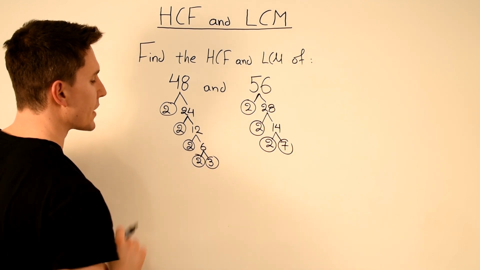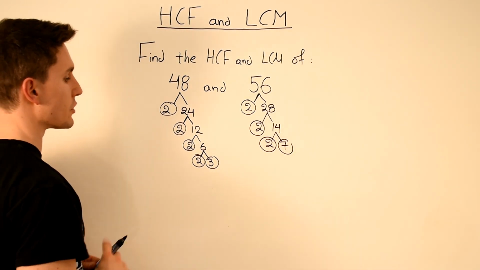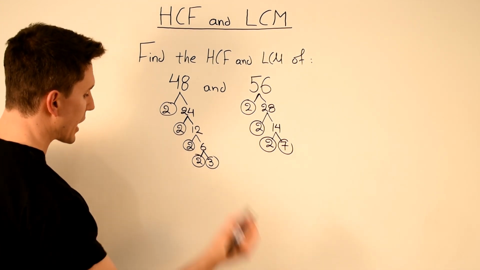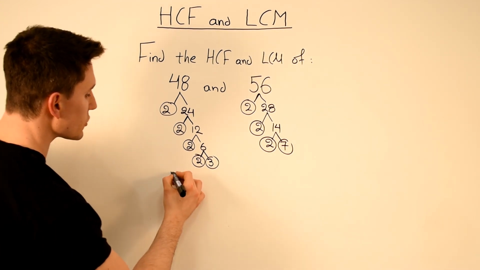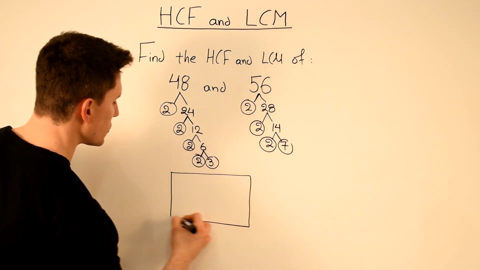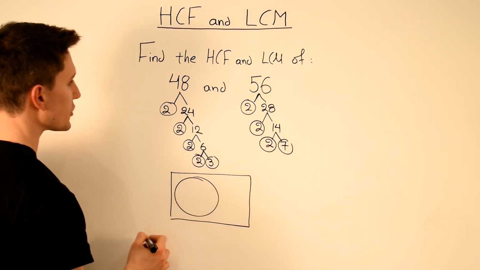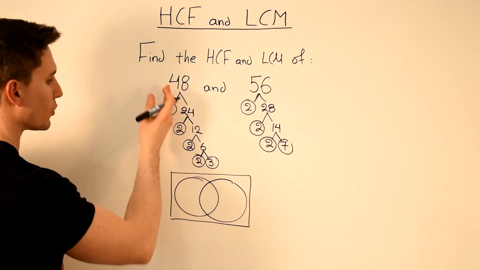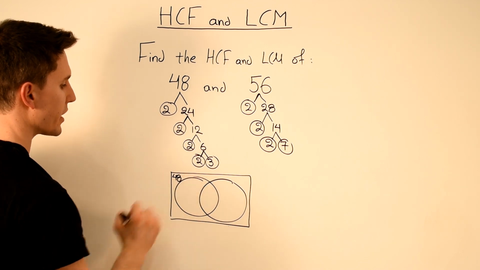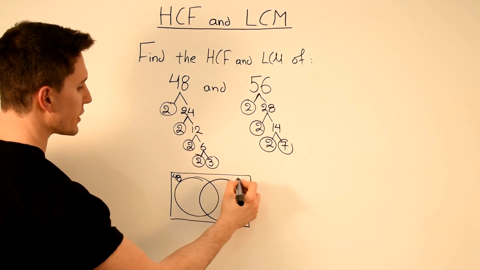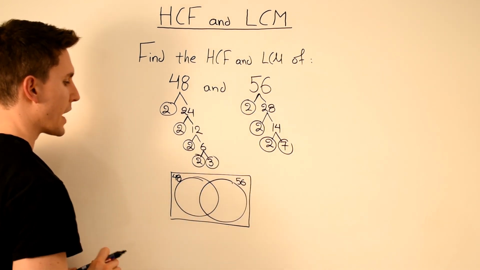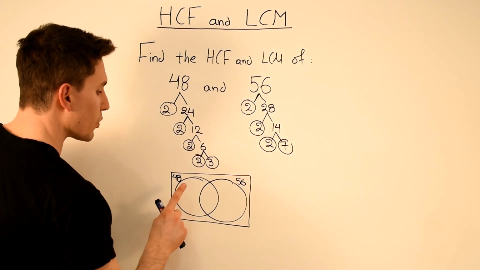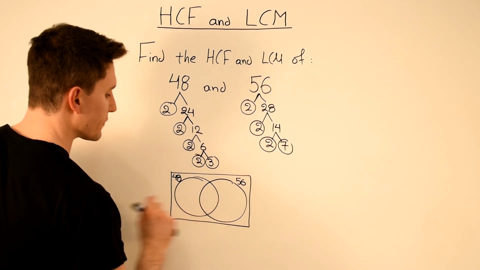Now we can move on to the next step of the solution, which is to draw a Venn diagram to solve this. Now a Venn diagram in this case is just a big rectangle with two circles inside. So we'll have one circle and another one. And these two circles represent 48. Let's write down 48 here. And 56. So I'll write down 56 right here. Now how do we proceed?